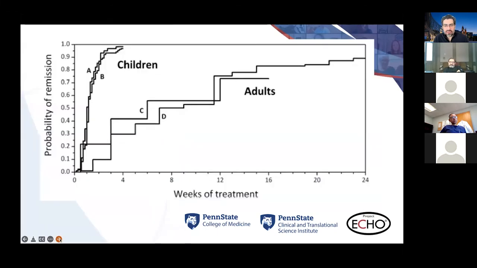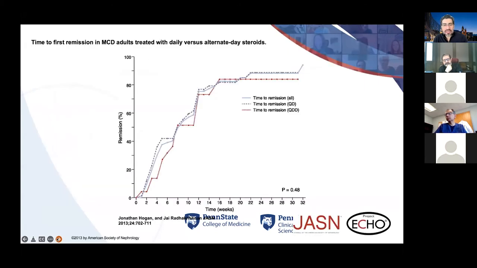I think the probability of remission is very high in children early on. After weeks of treatment, children tend to remit very quickly. Adults take some time for the onset of remission. So it is really weeks after treatment when you start to see remission in adults versus children. I'm sure we have all experienced and seen this phenomenon.